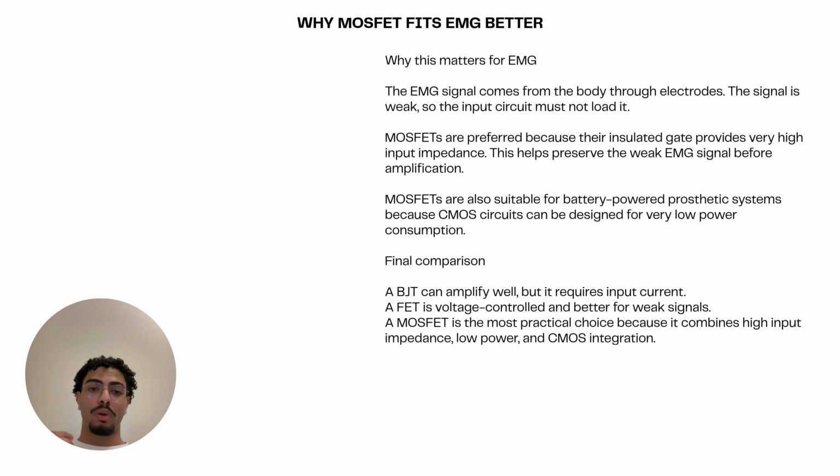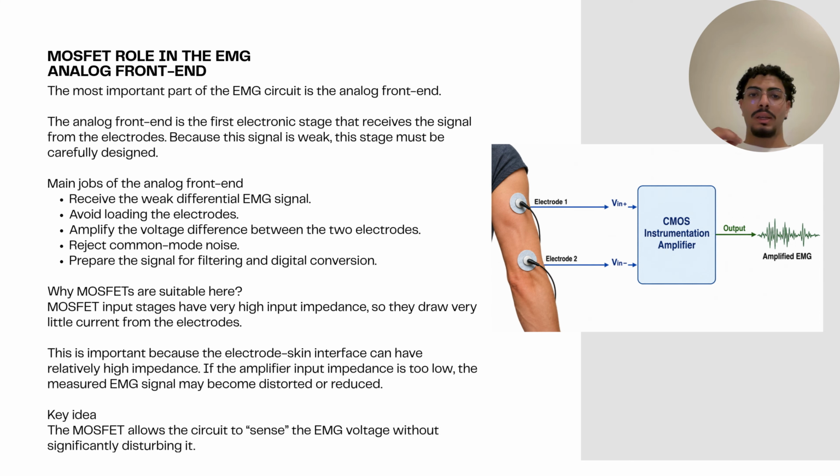This is especially important for wearable prosthetic systems because they need to be small, low power, and battery operated. So the final comparison is: a BJT can amplify well, but needs input current. A FET is better for weak signals because it is voltage controlled. A MOSFET is the best practical choice because it combines high input impedance, low power, and seamless integration. So, what is the MOSFET role in the EMG analog front end?